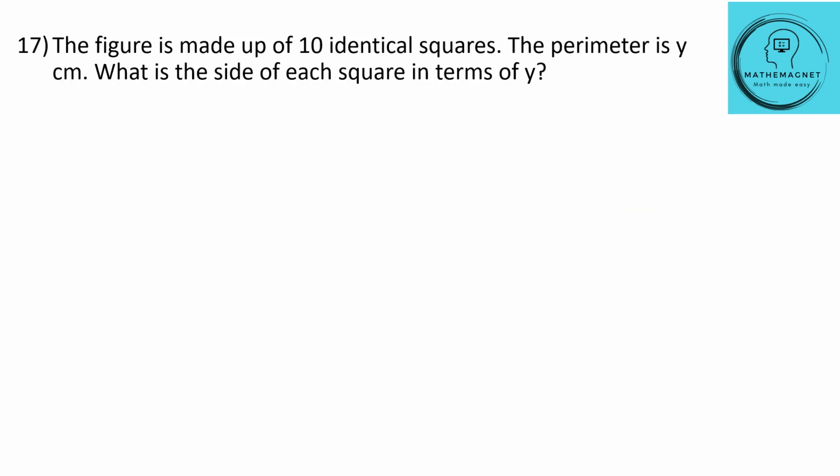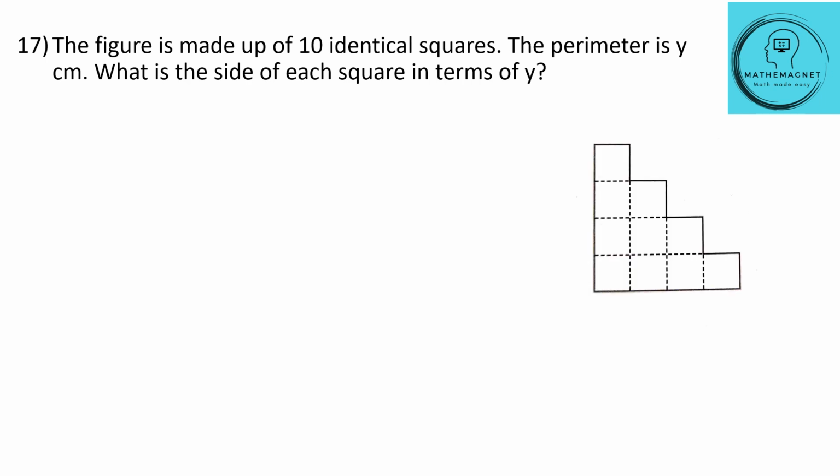The figure is made up of 10 identical squares. The perimeter is y centimeters. What is the side of each square in terms of y? Here in this given figure, there are a number of squares stacked on each other. Now what is the perimeter? Perimeter is the measurement of the outermost border. Now if we count these sides, you will come up with 16 sides.